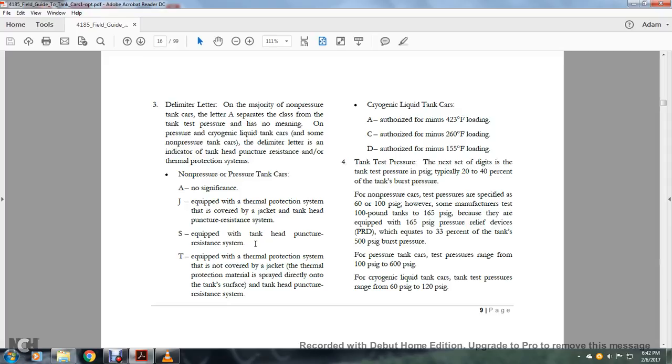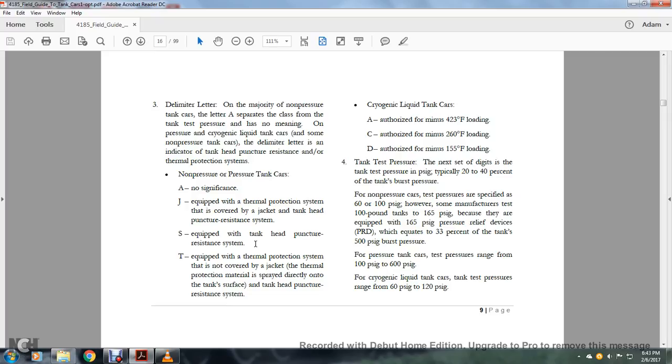For tank test pressure, the next set of digits is the tank test pressure in PSI, typically 20 to 40% of the tank burst pressure. For non-pressure cars, the test pressure is specified as 60 to 100 PSI. However, the manufacturer tests a 100-pound tank to 165 pounds per square inch, because they are equipped with 165 PSI pressure relief devices, or PRD, which equates to 33% of the tank's 500 PSI burst pressure.